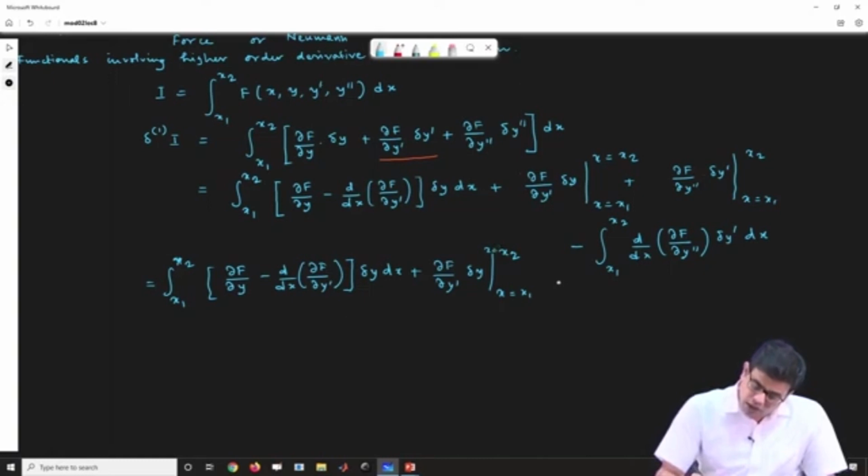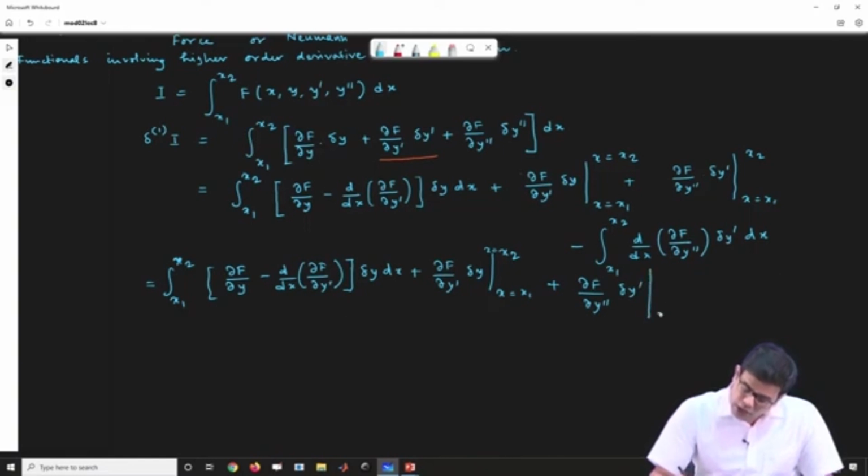Now, the third term will also remain unchanged, that is ∂f/∂y'' into δy'. Now, the second term, again I will do integration by parts.